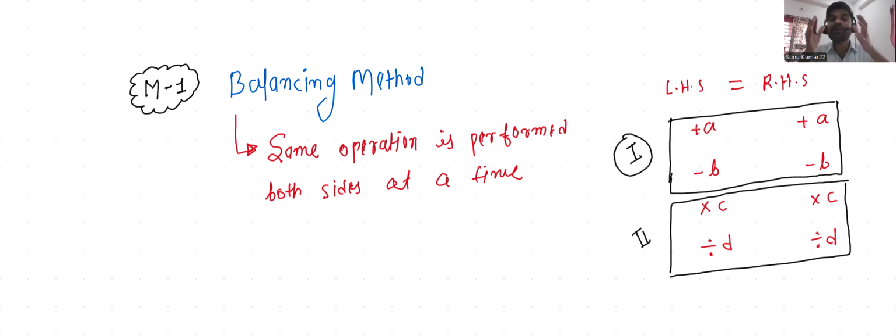We can understand better with the help of examples. Let's see an example so that we can easily understand. What was the question in the previous one? 2x + 3 = 7. I'm taking the same example here in slide number 5. See here, example.